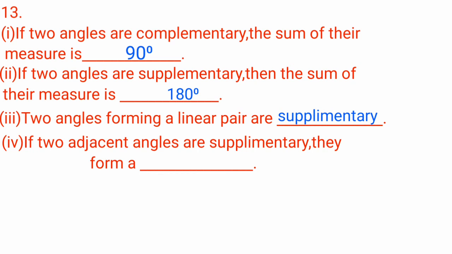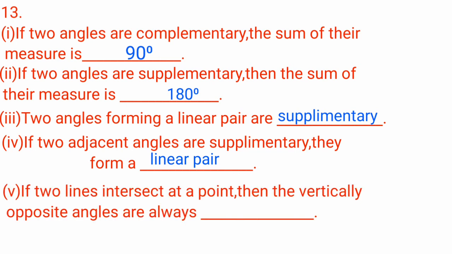Now come to your IV bit. If two adjacent angles are supplementary, they form a dash. They form a linear pair. Your next bit V. If two lines intersect at a point, then the vertically opposite angles are always dash. They are equal.